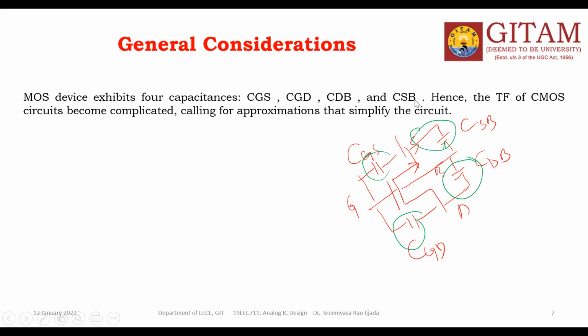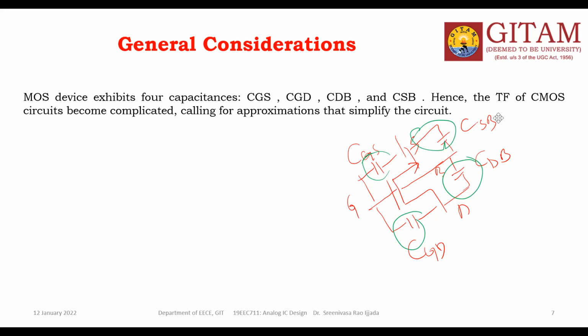So the transformation of a CMOS circuit becomes complicated, calling for approximations that simplify the circuit. To analyze this complicated circuit, we need to simplify it. By approximating something, by discarding something, you can get the simple circuit. Then you can do the analysis.